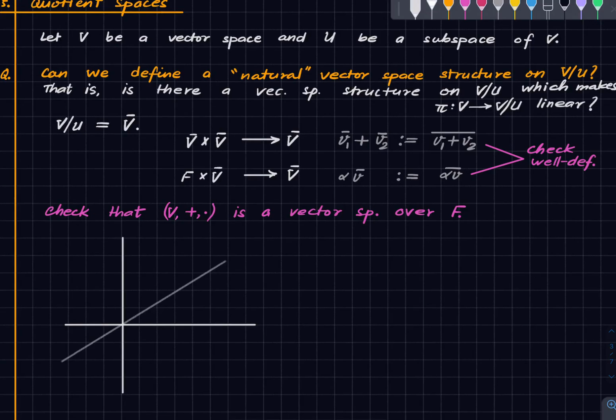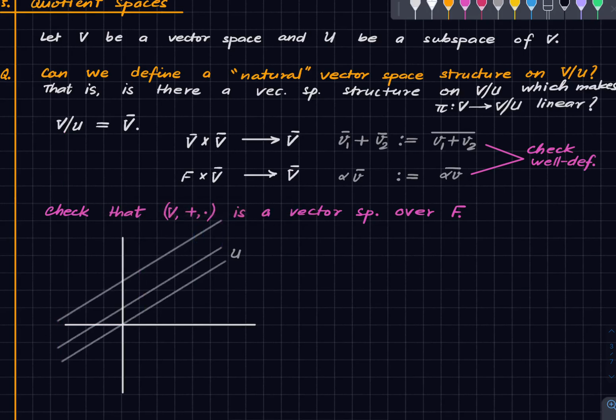So this is a subspace, capital U. Then what are the cosets? The cosets are all the lines parallel to U. So let's say this is a coset, and this is another coset.